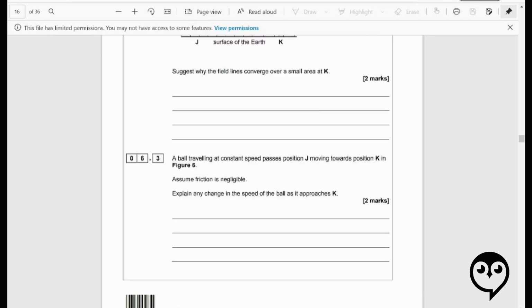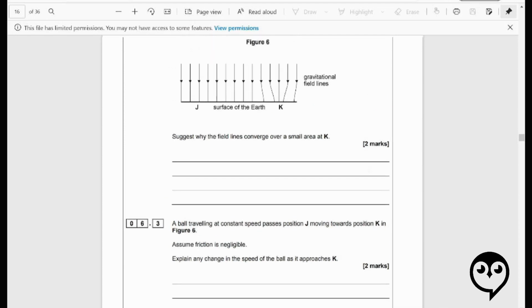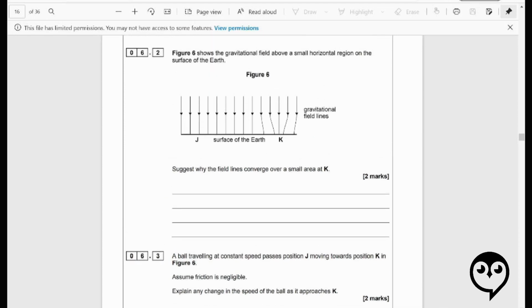A ball traveling at constant speed passes position J and moves towards position K. Explain any change in speed of the ball as it approaches. Well, it doesn't say which direction, but I imagine if it's going from J to K, it's going horizontal. It says friction is negligible. So it would be falling towards the Earth as it moved to the right, but it would start falling faster as it approached K, I would guess.